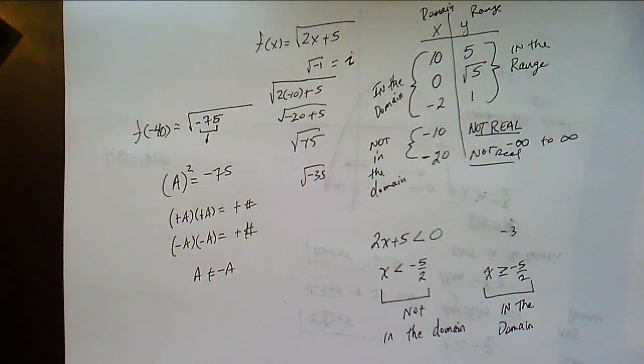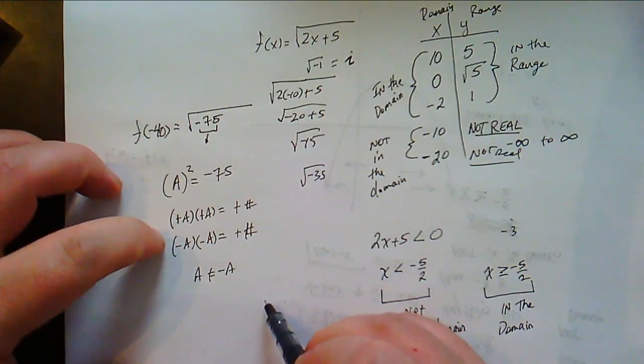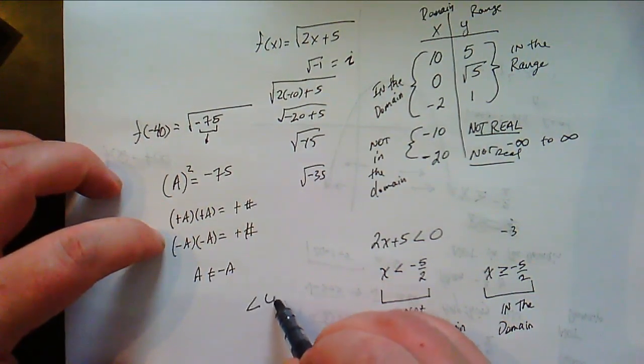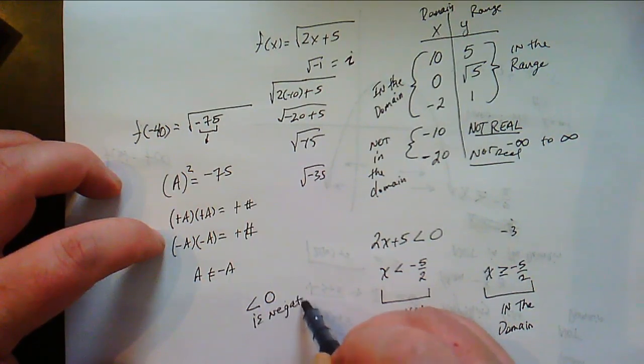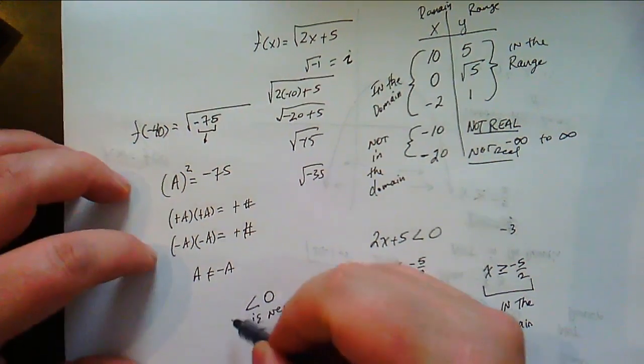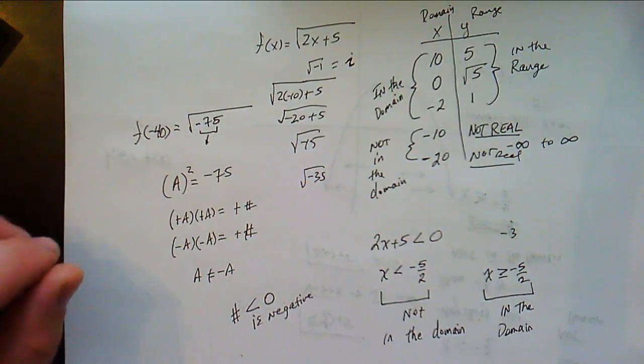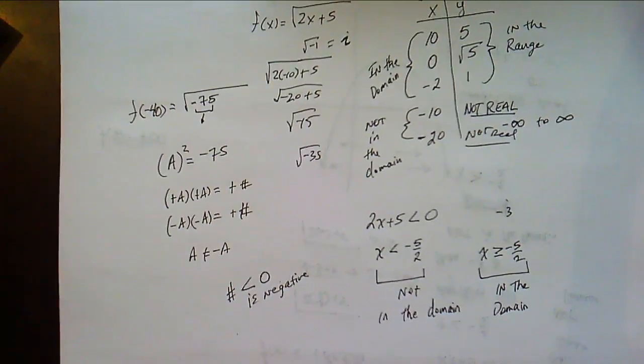Why do we use the inequality? Ruben wants to know why we use this inequality. Here's why. Less than 0 is negative. Anything less than 0 is negative, so this is all negative numbers, and we're trying to figure out what would make it negative. Does that make sense, Ruben? Yeah, we're trying to figure out what would make it less than 0, and less than 0 is negative.